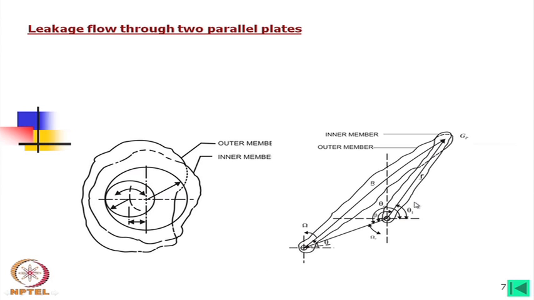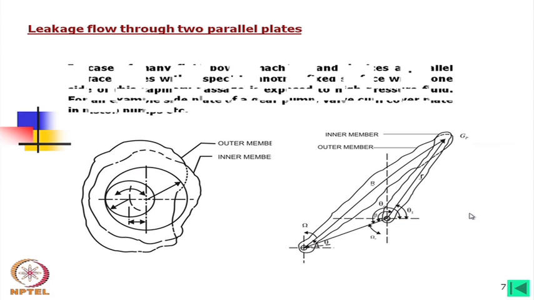Now, here we can say this is the outer member and this is the inner member. If I consider this is fixed, then this one is moving like this. It is rotating about its own axis as well as revolving around this axis. Okay. Say one can develop the equation of motion of one plate with respect to the other.